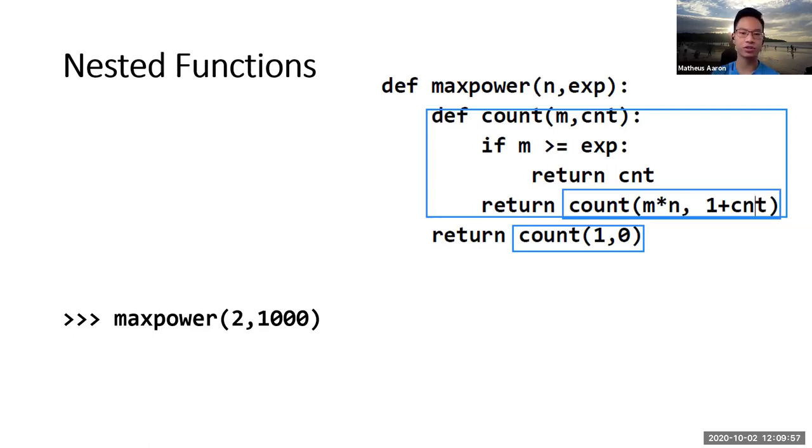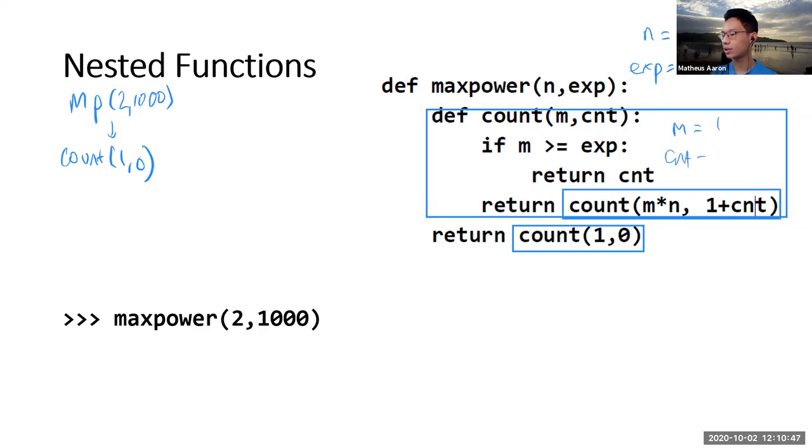But I do hope that you guys actually tried running it manually rather than running it in the computer. Now, for the benefit of everyone, I'll show you once how to actually run this. So max power 2 1000, I'll write it as MP 2 1000. It will give me count 1 0, but then here we know that MP 2 1000 means it sets the value n at 2 and exp at 1000. And then I'll run the function count, which takes in m and cnt, meaning here m is 1, cnt is 0.